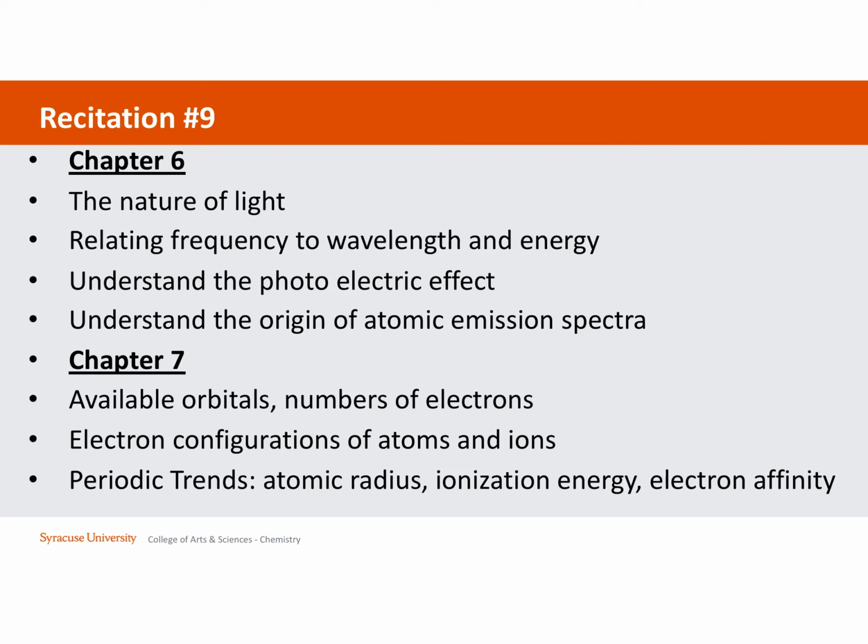And then we got into Chapter 7 where we talked about quantum mechanics, which basically presented us the orbitals that we know today, the shape of those orbitals, the number of orbitals, the electrons that we can hold in those orbitals, so electron configuration of atoms, electron configuration of ions. And then from there, we got into periodic trends, talking about the trends for atomic radius, ionization energy, and electron affinity.